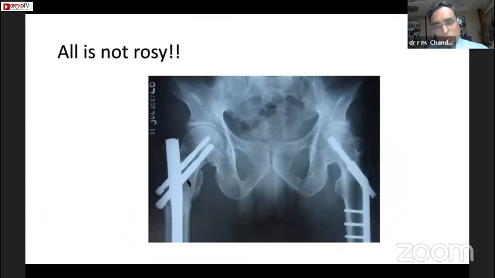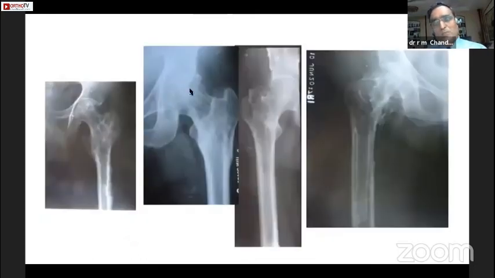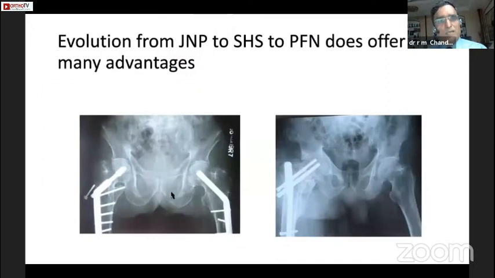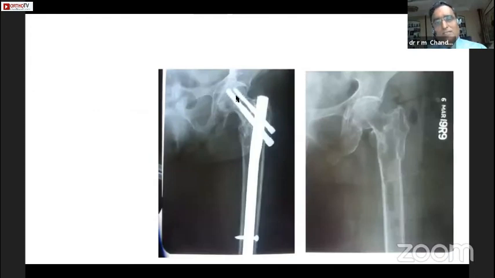Friends, all is not rosy in PFN. Many times the patient asks vehemently to get the implants out, and these are the x-rays after removal of this patient's PFN. Previously, when we evolved from JNP to sliding hip screw to PFN, it did offer a lot of advantages. The advantage is rapid healing and good consolidation on the medial side as compared to DHS. This all rapidly ossifies. That is one big advantage with PFN. As you can see here, even in an osteoporotic patient, the healing is good.